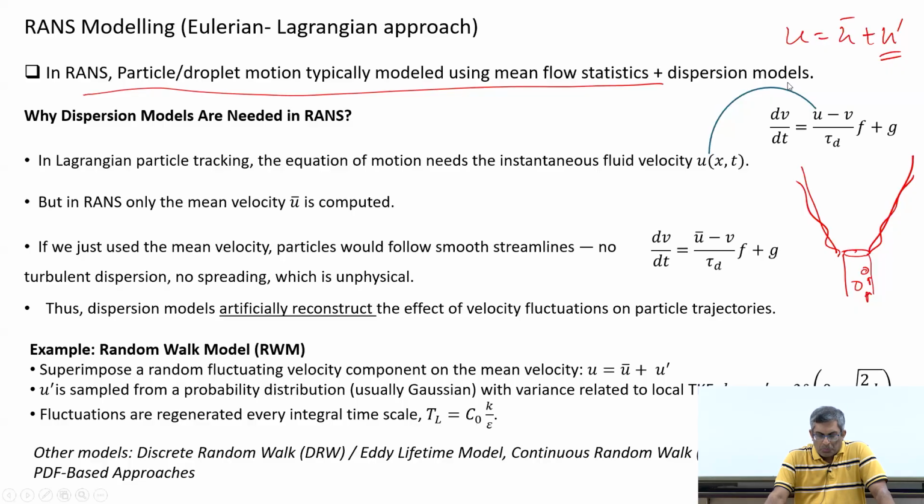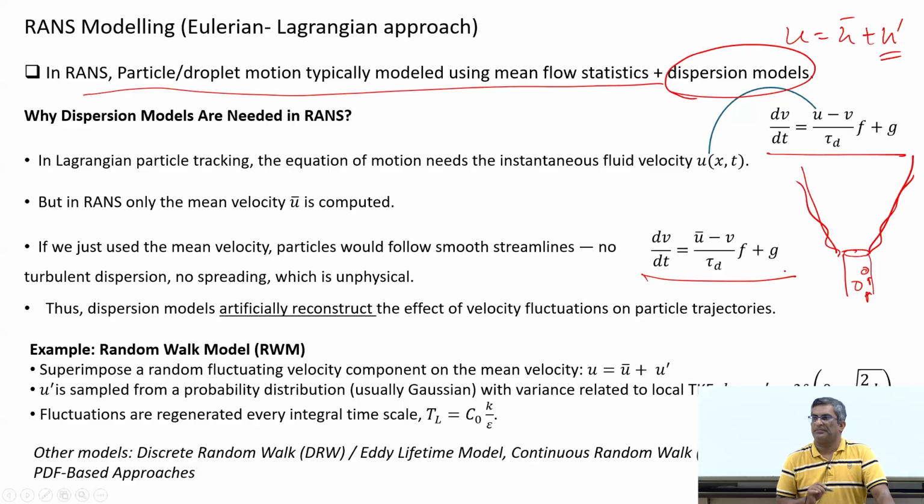So, to deal with this scenario, dispersion models are used. Now, what are dispersion models? As I said, if we use only the mean velocity, the particles would follow smooth streamlines. There is no turbulent dispersion, no spreading, which is unphysical. So, the actual equation is this. This is the momentum equation. But what you are doing now is this. Notice the difference.